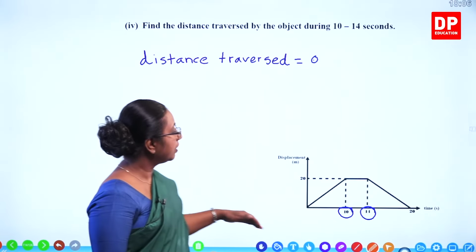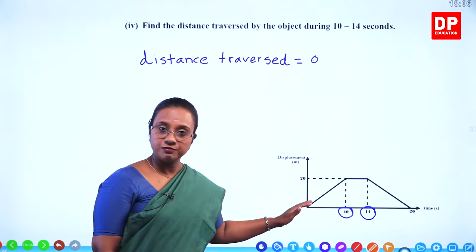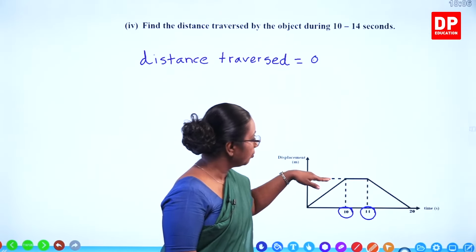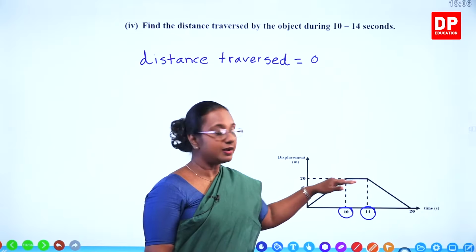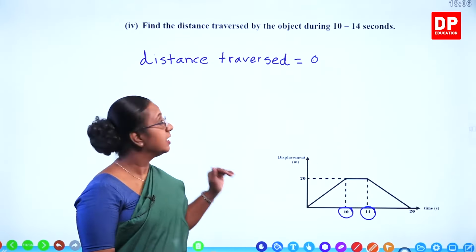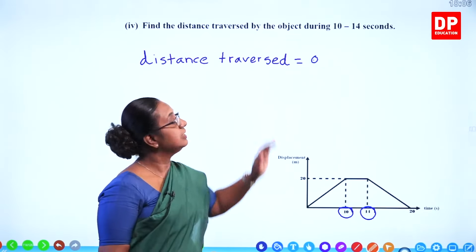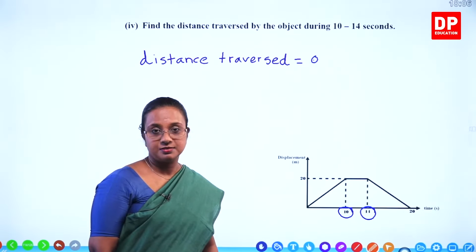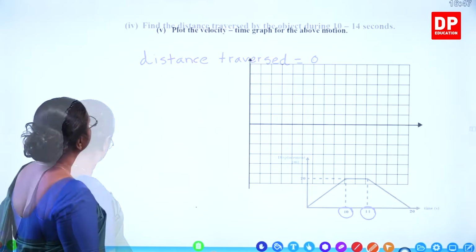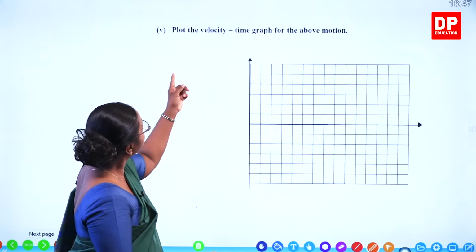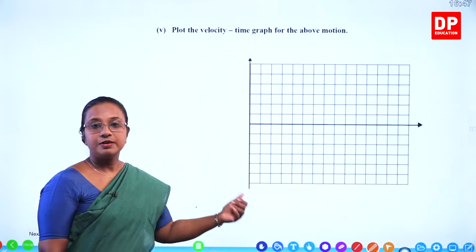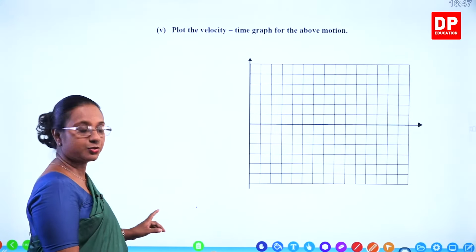So, that is how we get information from a graph. Always in a displacement time graph, when the graph is parallel to the x-axis, there is no displacement. Therefore, there is no distance traversed. We will go to the next part of the question. So, the next one, plot the velocity time graph for the above motion. So, we will get the values from the previous question.